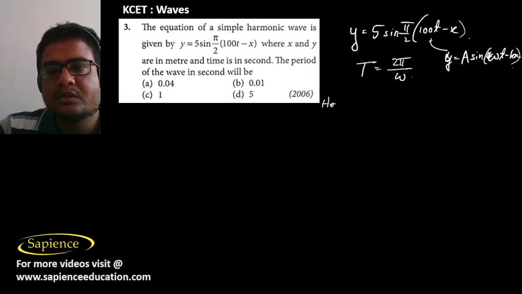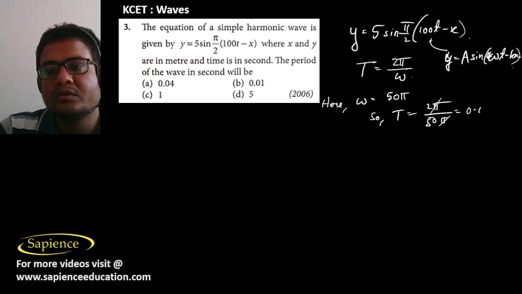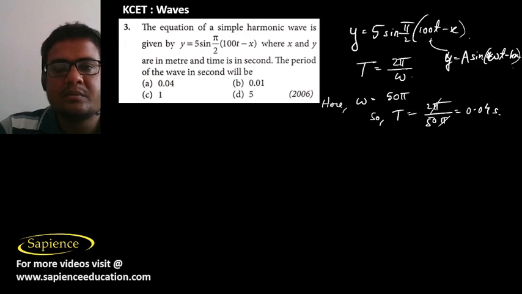Here you can see that omega is equal to 100 pi by 2, that is 50 pi. So the time period will be 2 pi by 50 pi. Pi and pi will cancel. So 2 by 50 is 4 by 100, which means 0.04 seconds. So the time period of the wave is 0.04. Option A is the correct answer.